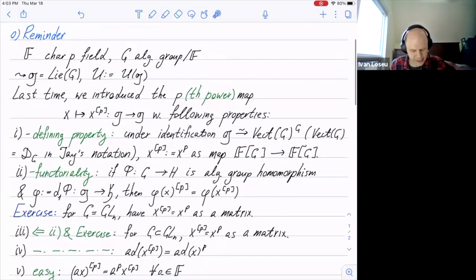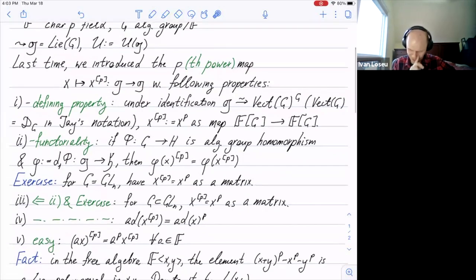And then Jay introduced the p-map, also known as the p-th power map, denoted by superscript p. So that's a map which goes from g to itself. It has the following property. First of all, it has a definition. We can identify g with the Lie algebra of left invariant vector fields on the group G. And then if we take X in g, then X to p is also a left invariant derivation. So an element of this Lie algebra, and this is how we define X to the square bracket p.